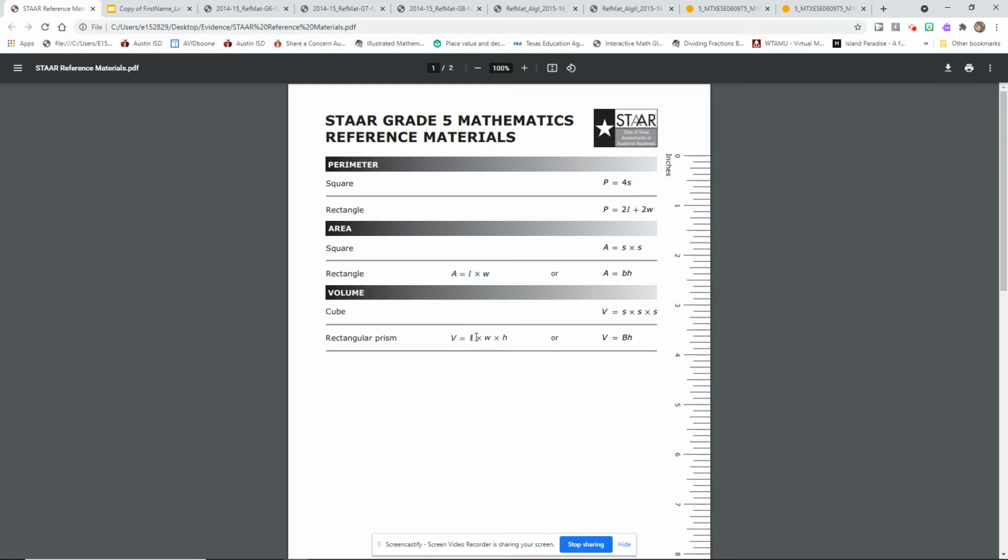So when you're finding the base, just remember it's the first two dimensions of your rectangular prism formula, the length and the width. There's a hint right here: this formula says base times height, and this one says length times width times height. So if you multiply the length times the width and then times the height, that's the same thing as base times height. So to find the base, it's going to be length times width.